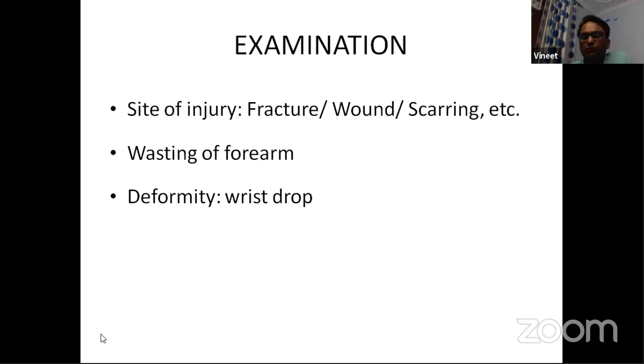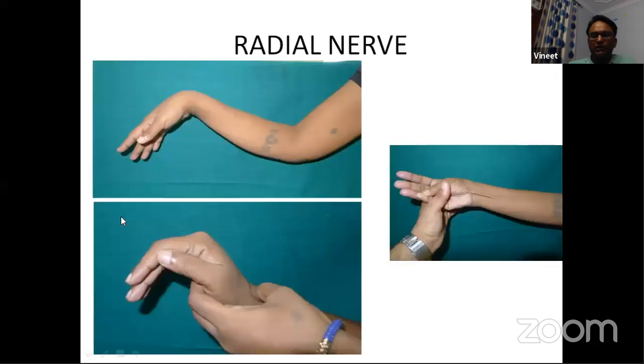Then I will proceed to the motor examination. Motor examination typically will show wasting of the forearm. This is a low motor type injury, which will have wasting of the forearm muscles in the posterior compartment, and a typical deformity of wrist drop, which Dr. Hull has already shown. This is just a repetition of the same thing. Wrist drop, no active extension.